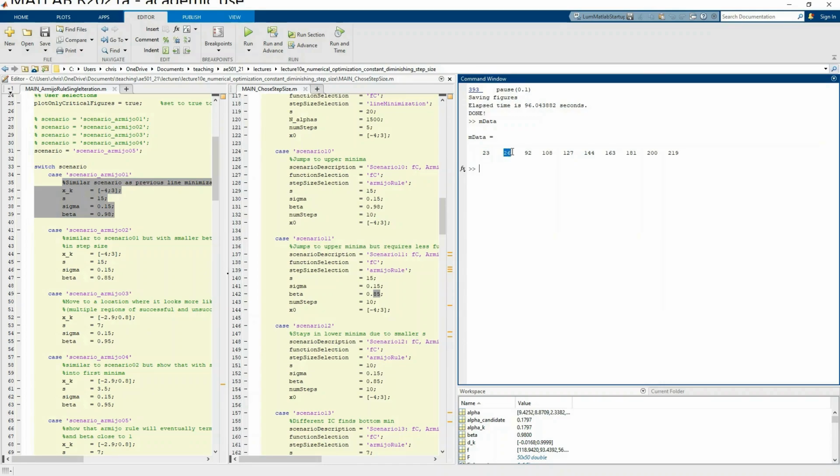Then on step number 2, it took us 26 cost function evaluations, et cetera, et cetera. So the total sum of this should be the total number of times, sum of M data. So in this case, for scenario 10, it took us 1,283 cost function evaluations to converge to that upper limit, or to that upper global minima, right?